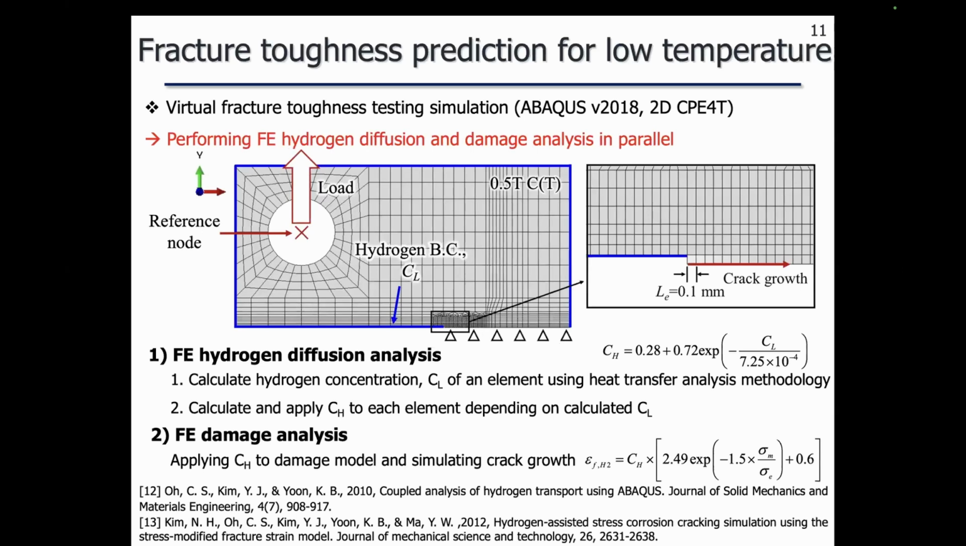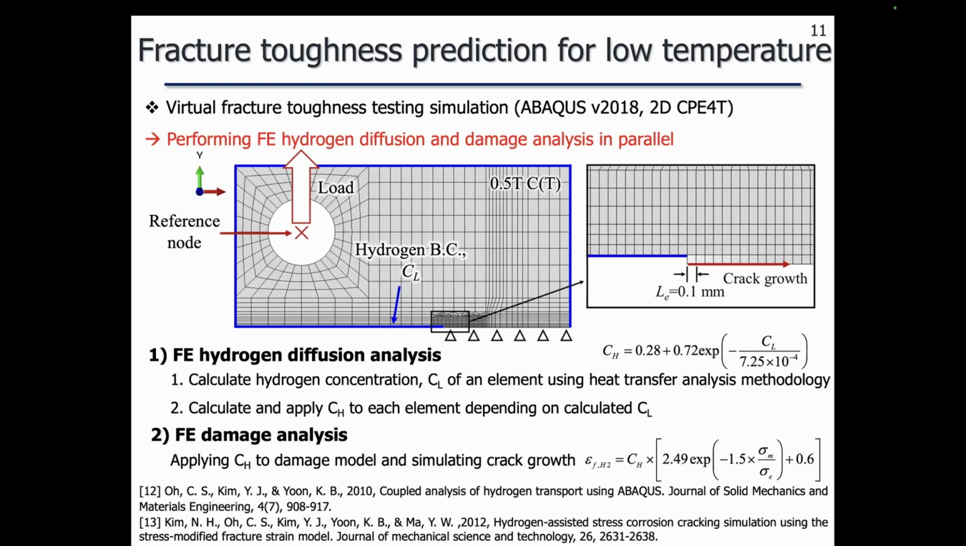To predict the fracture toughness, we performed the virtual fracture toughness test simulation using FE hydrogen diffusion analysis and damage analysis in parallel. For FE analysis, we used Abaqus program, and 2D plane strain first order elements with the minimum size of 0.1 millimeters were considered, and the half model considering the y-axis symmetry was used.